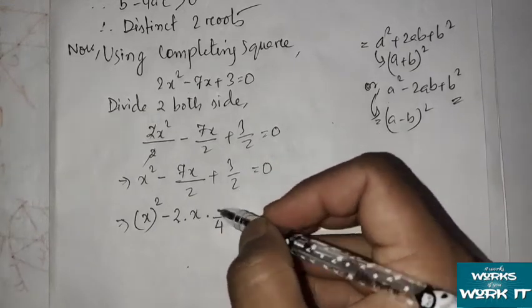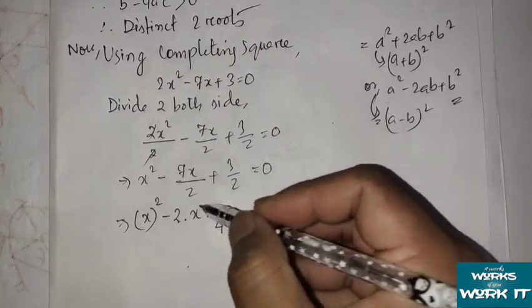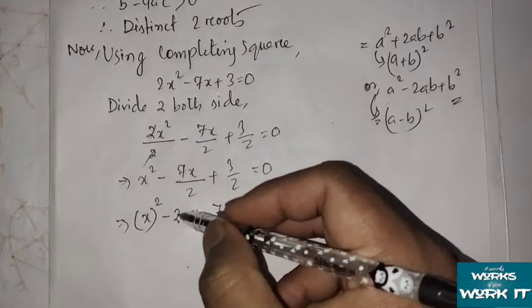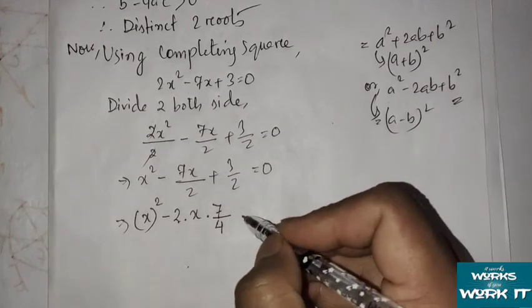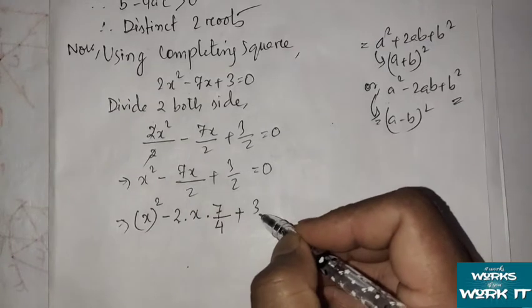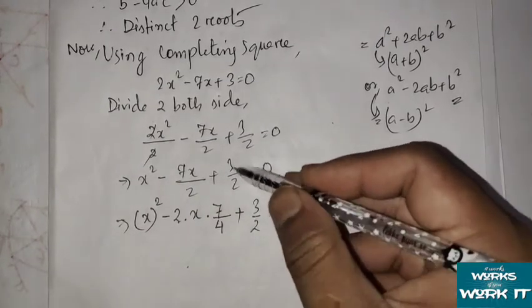And then, what else do we need? We need the value 7. Okay, so after calculation of this 2ab we will be able to get 7 by 2 x. So plus it will remain as it is, 3 by 2. Okay, it will remain as it is.